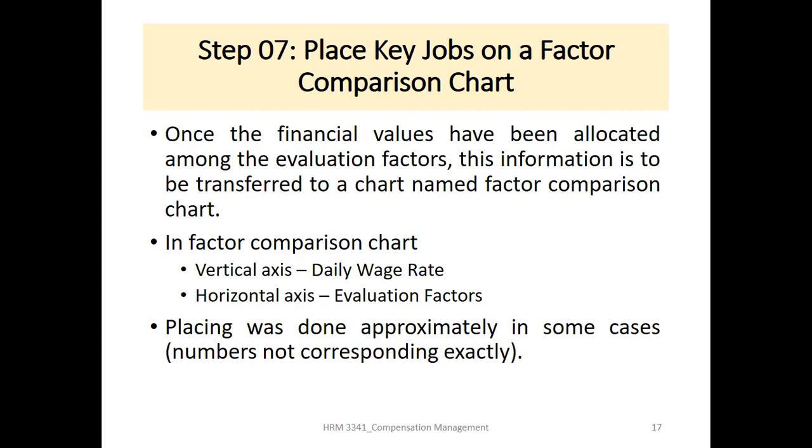In the factor comparison chart, when we are developing the chart, there are 2 axes, vertical axis and horizontal axis. For the vertical axis, we use daily wage rate, and for the horizontal axis, we use evaluation factors. Placing was done approximately. In some cases, numbers not corresponding exactly.